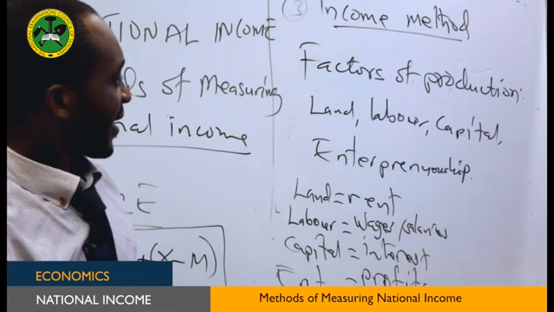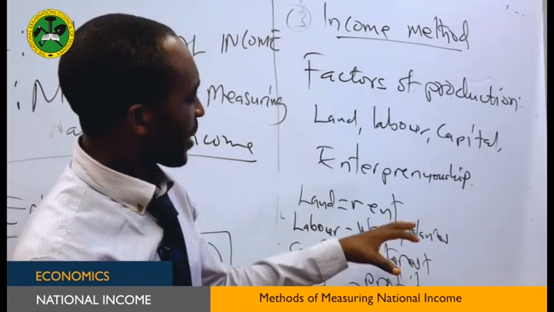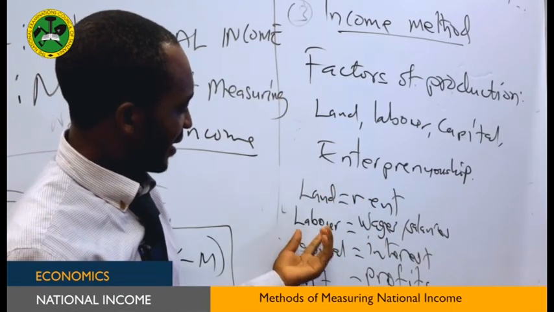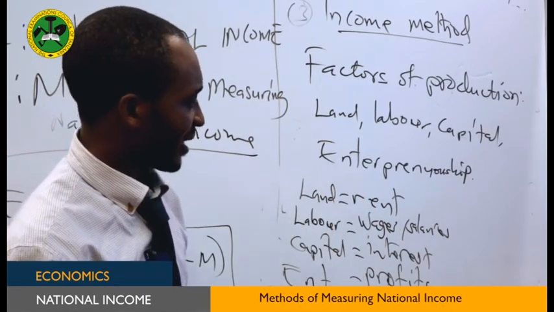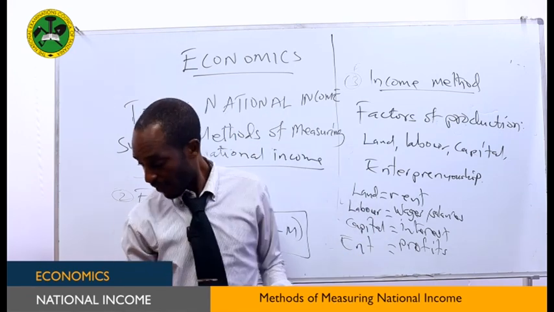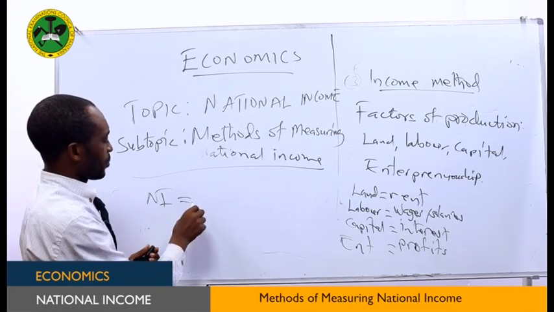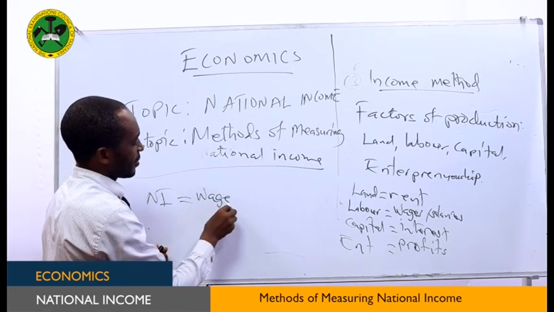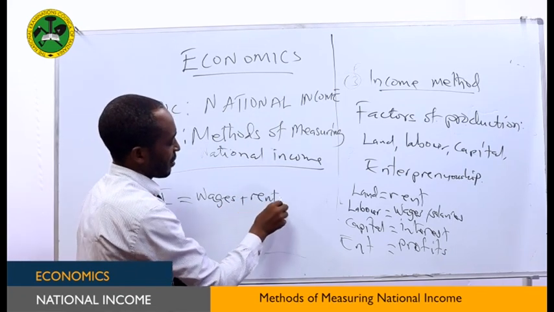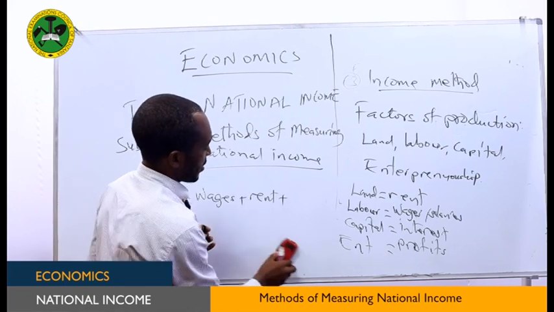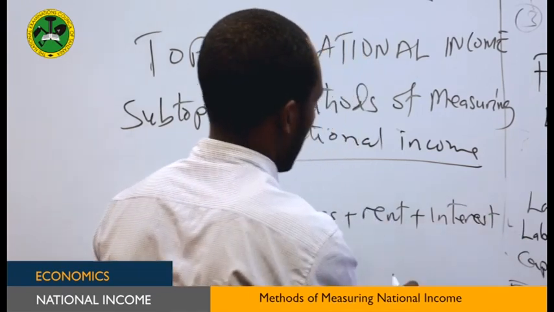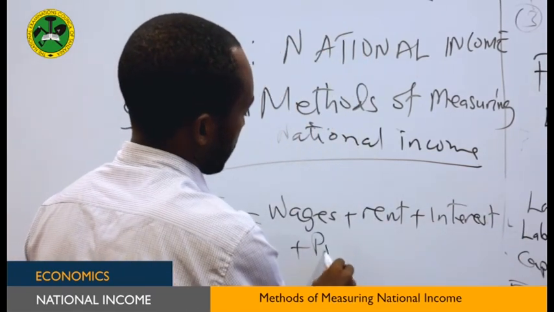So to find the national income by the income method, you need to add all these incomes which the land, labor, capital, and entrepreneur receive in providing the services. So our formula will be equal to wage plus rent plus interest plus profit.